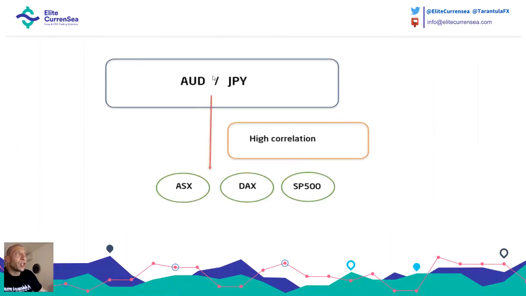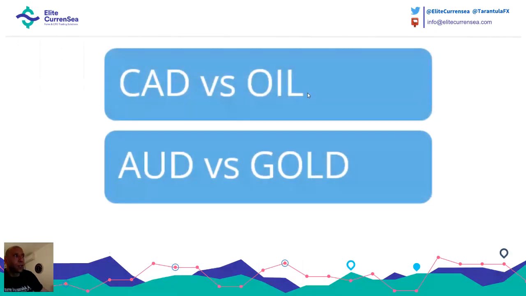Now, the correlation, guys, this is important also for new traders. If you trade the Asian session, guys, focus on the Australian dollar, yen, and New Zealand pairs. The Australian dollar yen has a very high correlation with equities such as ASX 200, the Australian equity market, DAX, and SP 500. ASX during the Asian session, DAX during the London session, SP 500 during the US session. Big correlation between the Australian dollar yen and equities markets.